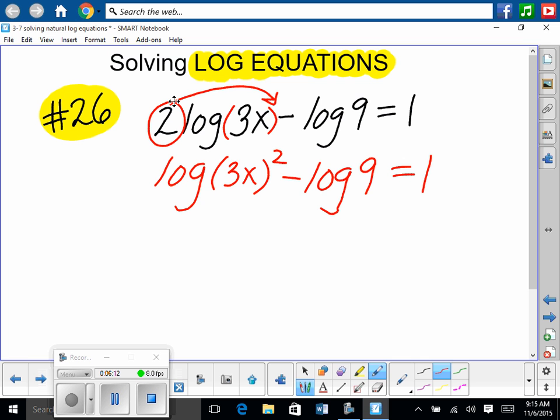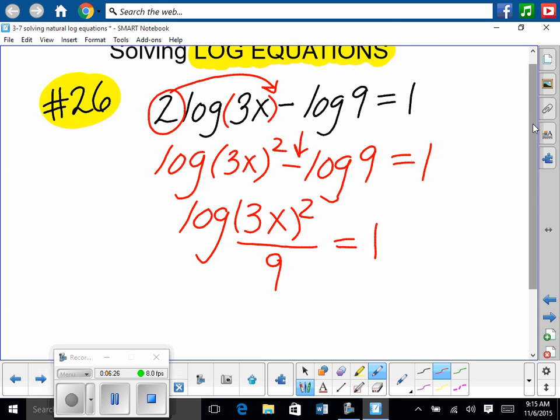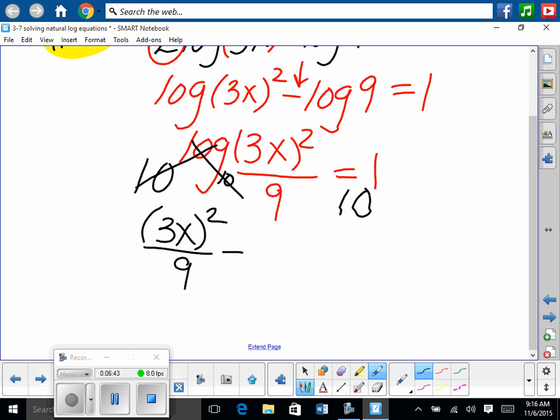So then from there, now we will pull it together using properties of logs. So we have log of 3x squared, and since it's subtract, we divide, divided by 9 is equal to 1. Then from there, to undo the log, we've got to take the right base. What base is technically down here? 10. So we'll take base 10 of both sides. So then log of base 10 and base 10 cancel out. So we have 3x squared divided by 9 is equal to 10 to the first power, which is 10.